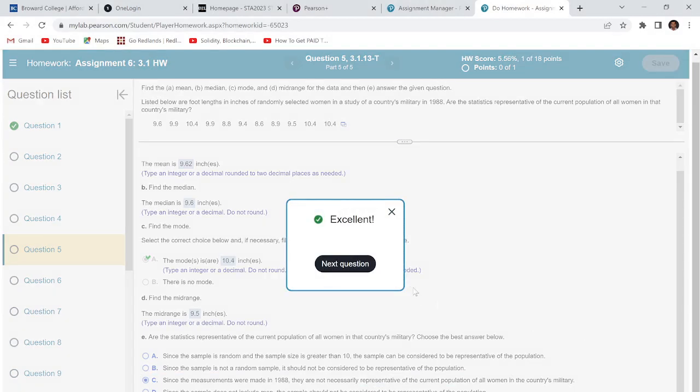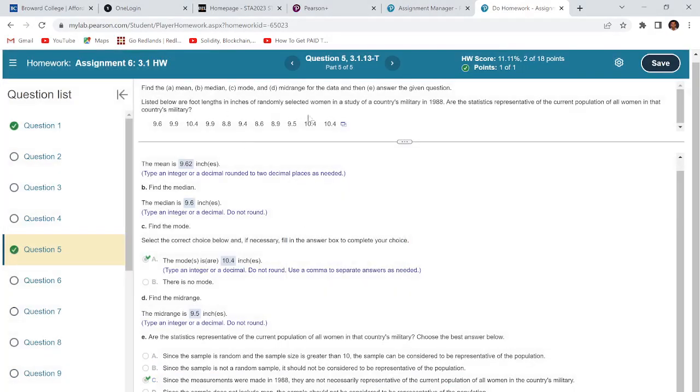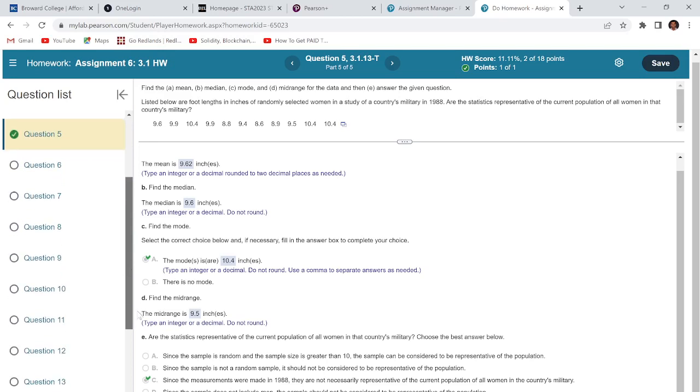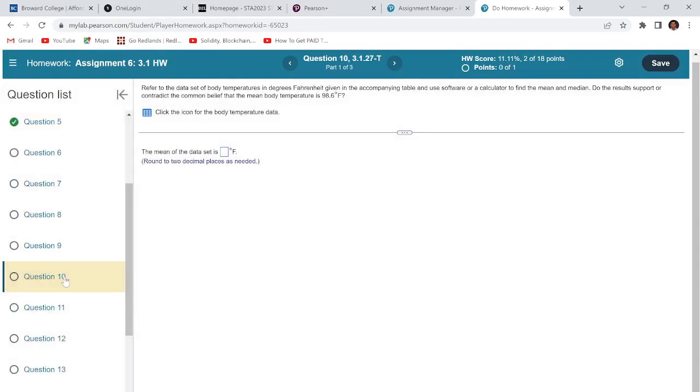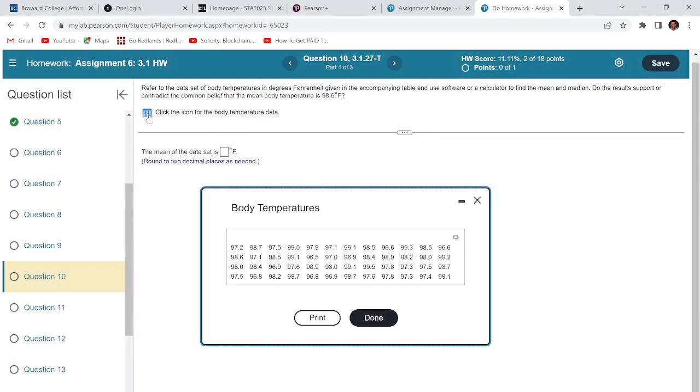So remember, though we can find all the measures of center, it doesn't mean that practically we should be able to use them. Okay, so let's go to the next problem. Let's say problem 10. We have given data for body temperature. If you click here, you will be able to find the data.